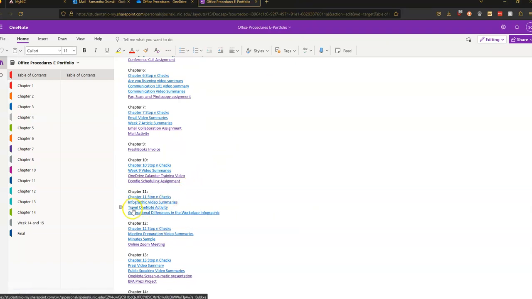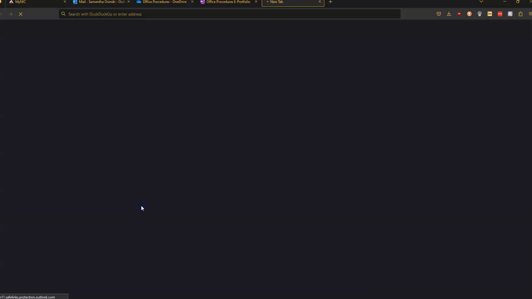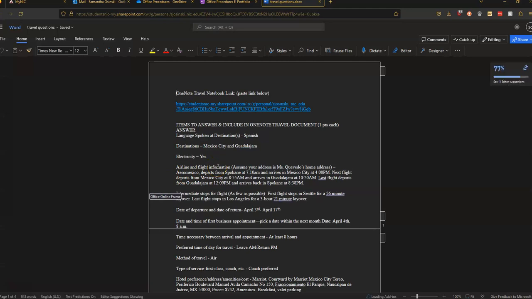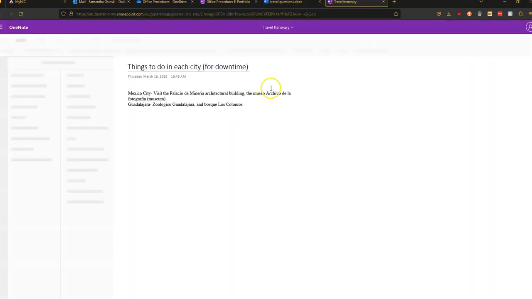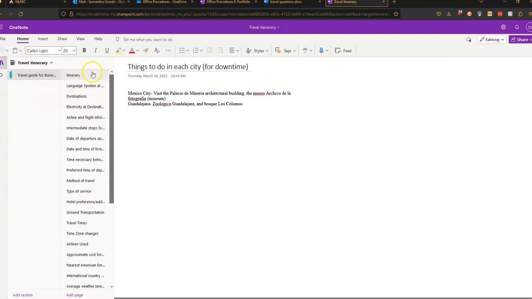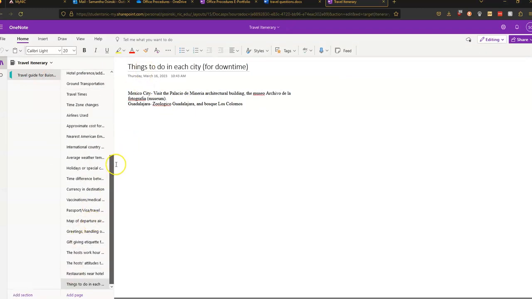And our next project was a travel OneNote activity. She gave us some scenarios where we had to create an itinerary for our boss. And so she gave us a bunch of questions we had to answer, and then we made it into a travel OneNote notebook. The link is here. It includes the itinerary and all those questions in one place.